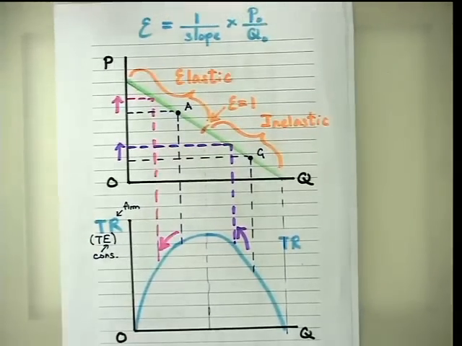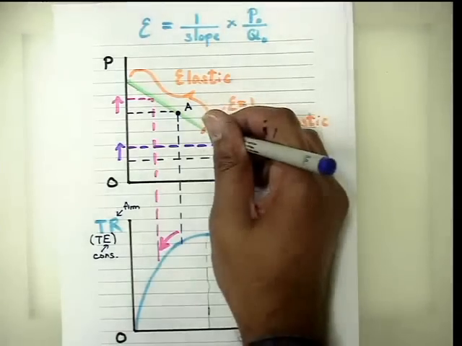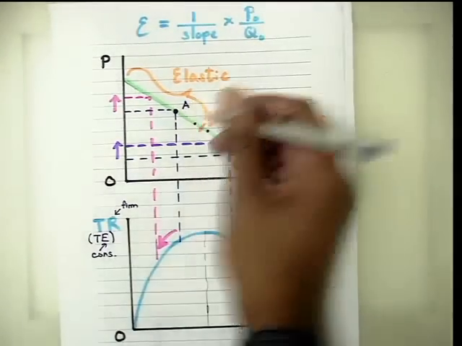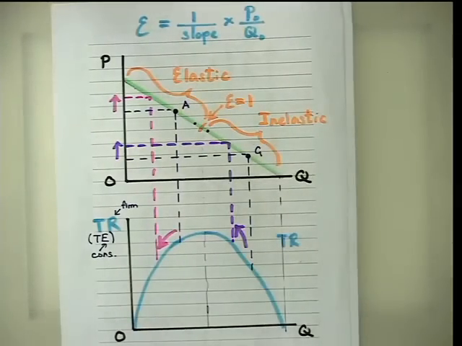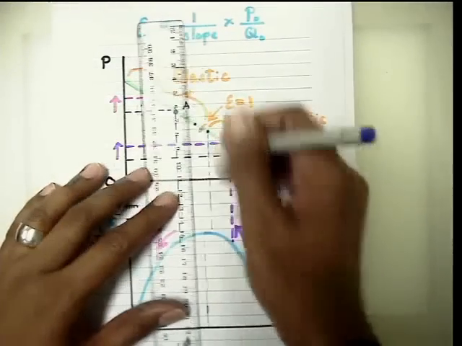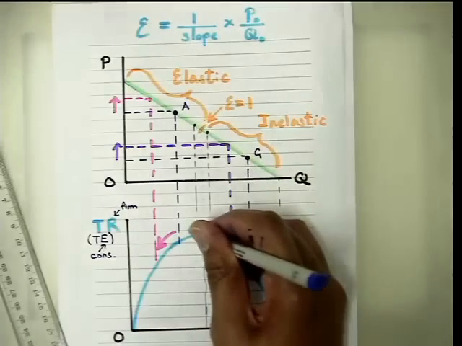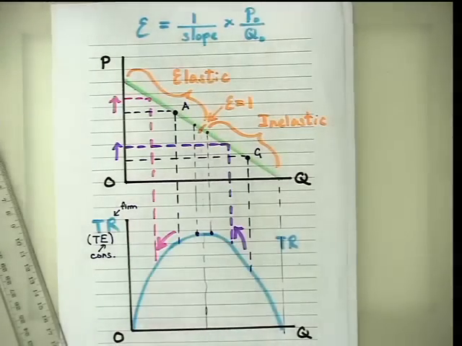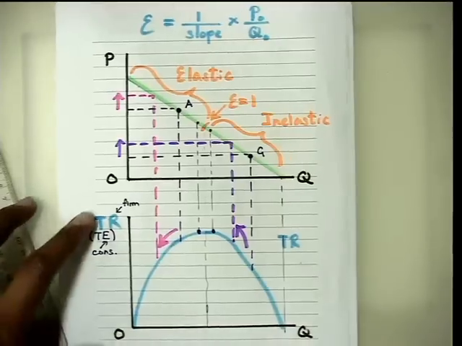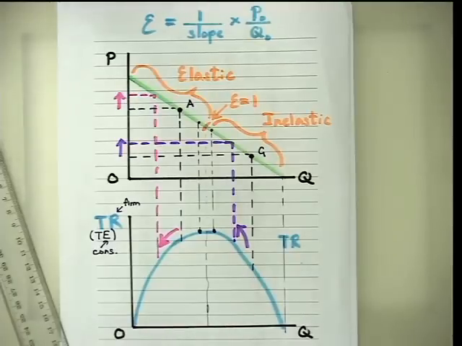The third possibility is if you are near the middle. If you are near the middle and you cross to the other side, also near the middle, your total revenue would remain constant. So we can conclude that if elasticity equals 1, total revenue remains unchanged.